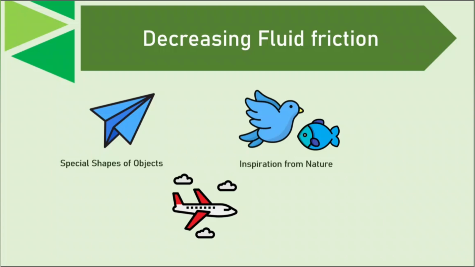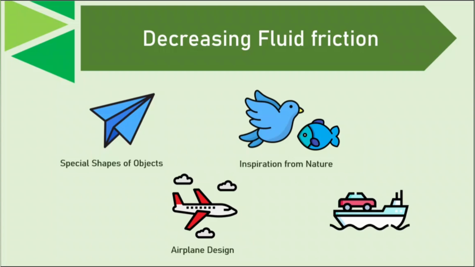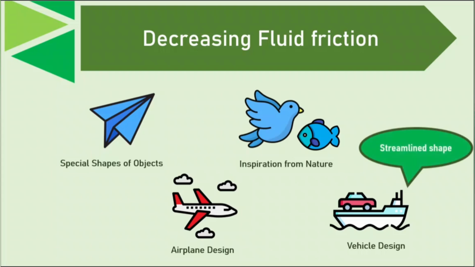An example of the special shape can be that of the airplane design. The shape of an airplane resembles a bird, helping it reduce fluid resistance. There is also vehicle design. All vehicles, such as cars and boats, are designed in a streamlined shape that decreases fluid friction. And because fluid friction decreases, they have to spend less energy in order to overcome fluid friction, and therefore it improves their efficiency. This certain shape is the streamlined shape that again comes from the inspiration of nature.